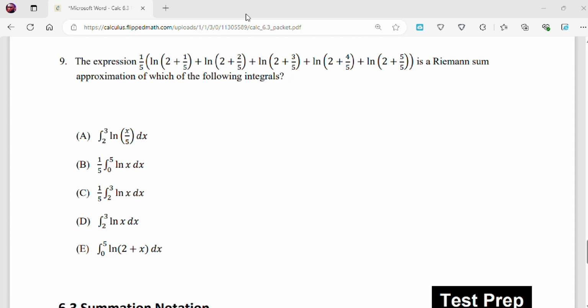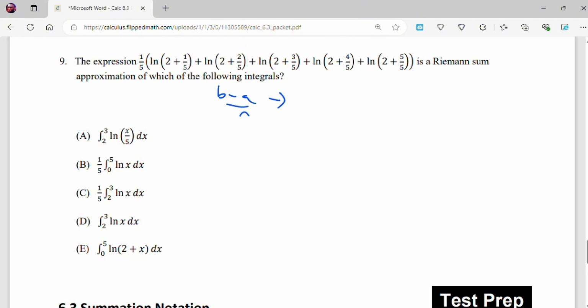Okay. The expression 1/5 times ln of blah blah blah is the Riemann sum approximation of which of the following integrals. So similar to the last question, we're going to do some elimination. So 1/5 is b minus a over n.